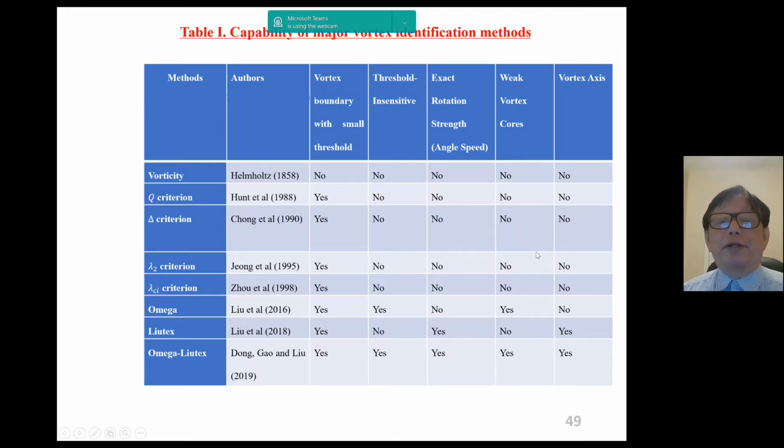We have a table here to show what we can do by the third generation of vortex identification. We can find it for all these key issues. Only Rortex and Rortex Omega can answer these questions. All the first order, second order cannot answer. They maybe can answer some questions about the vortex boundary when the threshold is very small.